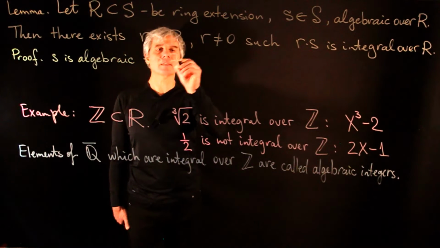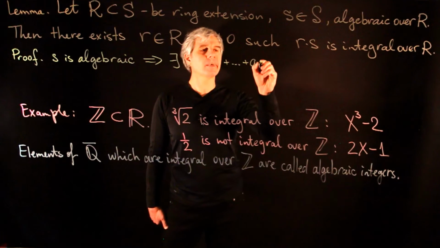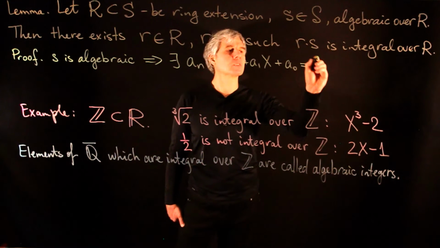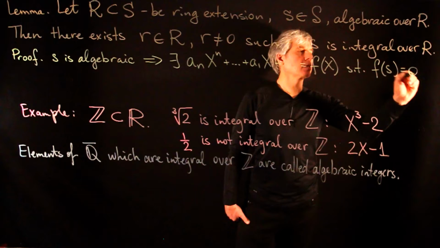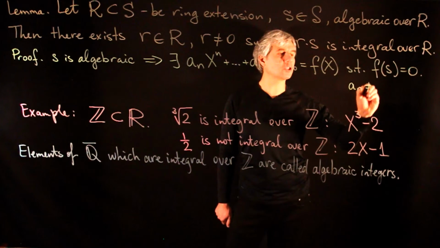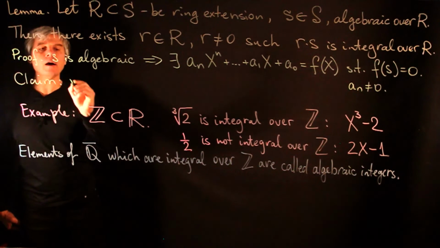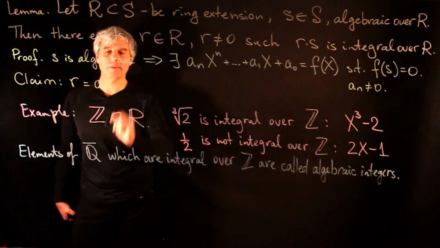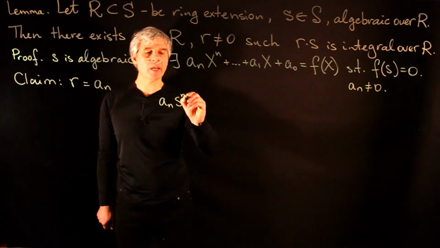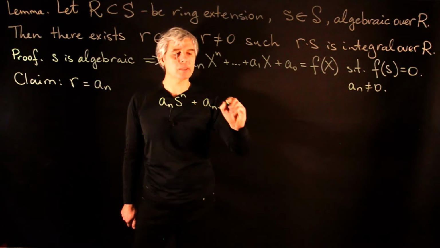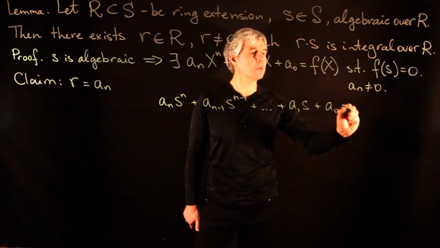For proof, since s is algebraic, this means that there exists a polynomial a_n x to the power n plus ... plus a_1 x plus a_0, let's call it f of x, such that f of s is equal to 0. And we may assume that the leading coefficient is non-zero. So here we claim that as r, we can take the leading coefficient a_n. The fact that f of s is equal to 0 means that a_n s to the power n plus a_{n-1} s to the n minus 1 plus ... plus a_1 s plus a_0 is equal to 0.